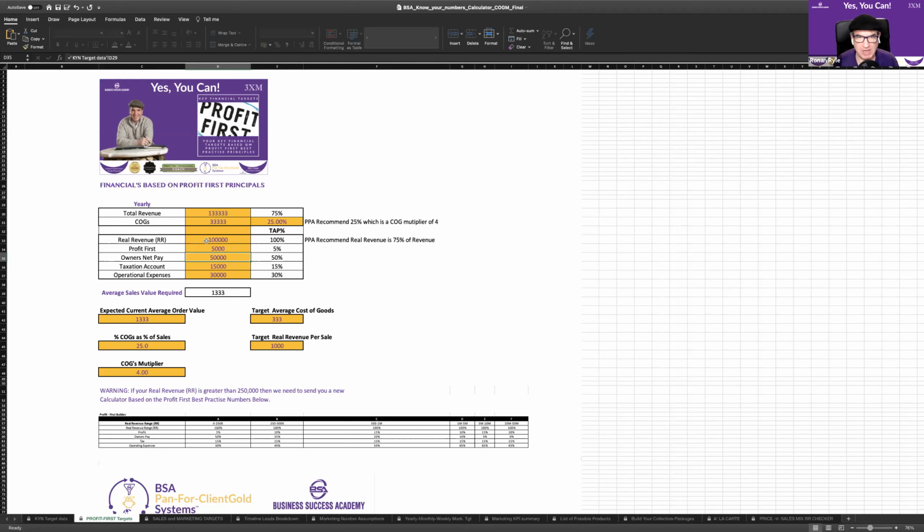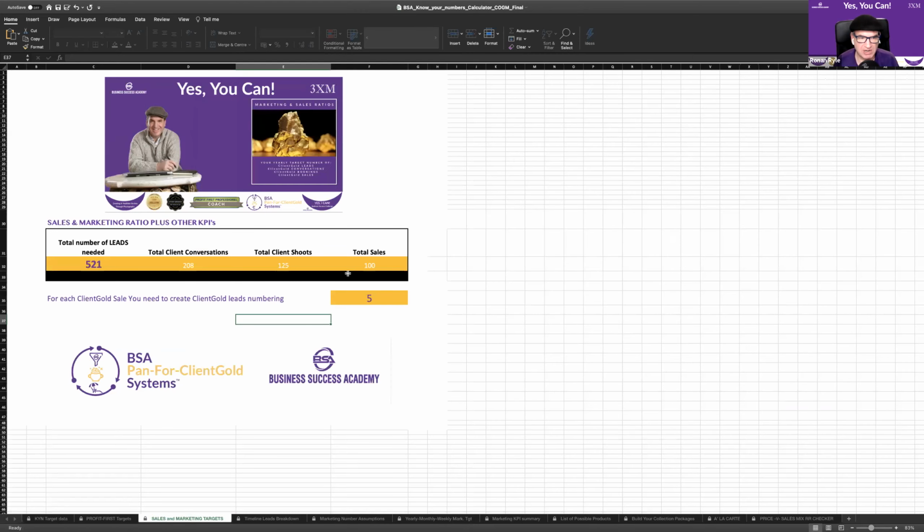And that's what we're going to deep dive into now. So we also figured out for you what your targets have to be based on your sales conversion ratio. We start with your sales, we work back to the number of bookings and shoots you need, we work back to the client conversations, the consultations you need, and we calculate the number of marketing leads you need to deliver this.